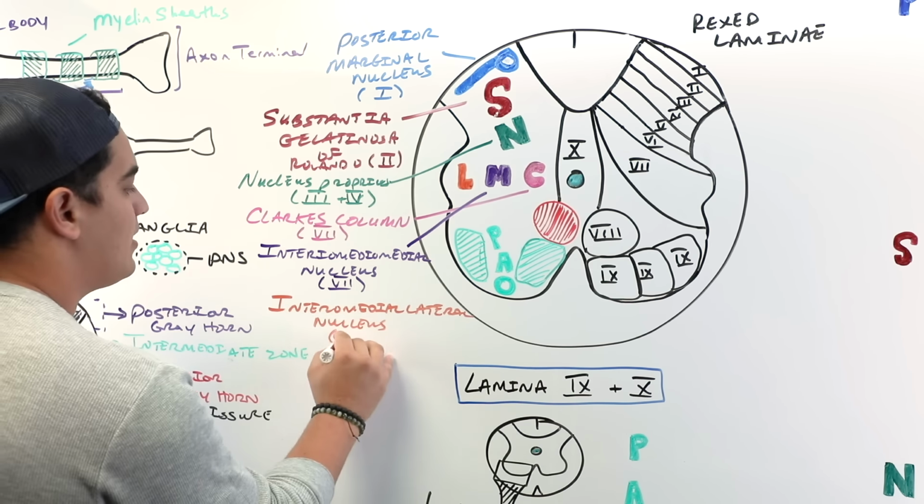Lamina 10, no specific nucleus associated here. This is really just the simplest thing to know about lamina 10, is that this is where the axons cross over from one side to the other. That's really all it is. And it's called the gray commissure. And if the axons are crossing and it's gray, what does that mean about those axons? They're not myelinated. That goes to show you what the gray matter is.